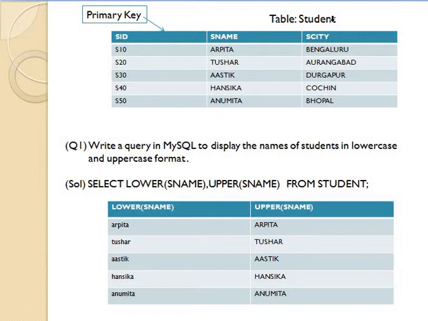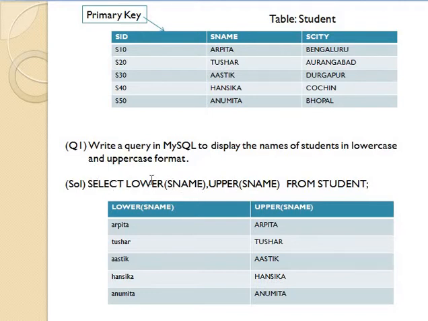Now consider the table student as shown in this slide. This table consists of three different columns. Those are SID, SNAME and SCT. Now based on this table, there is a question below. The question says, write a query in MySQL to display the names of students in lowercase and uppercase format. Since we are asked to display the names of students, which is represented by the column SNAME, in lowercase and uppercase format, for displaying the names in lowercase format, I shall write the query as select lower of SNAME.